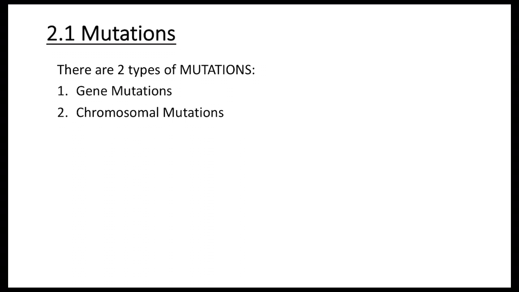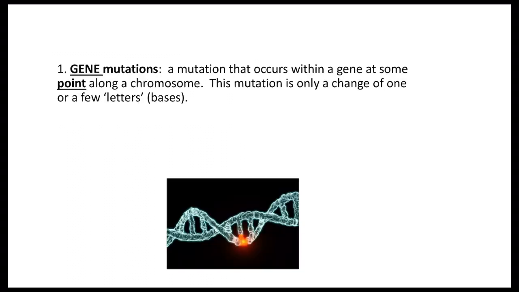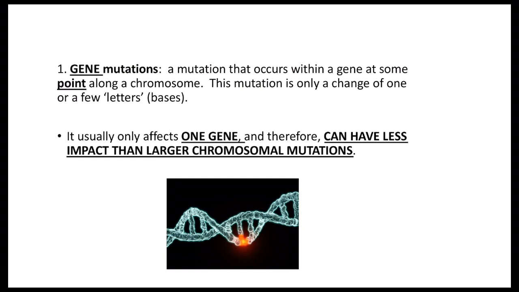So section 2.1, there are two types of mutations, gene mutations and chromosomal mutations. Let's talk about those a little bit more. A gene mutation is a mutation that occurs within a gene at some point along the chromosome. This mutation is only a change of one or a few bases, or the letters of DNA. It usually only affects one gene and therefore can have less impact than larger chromosomal mutations.